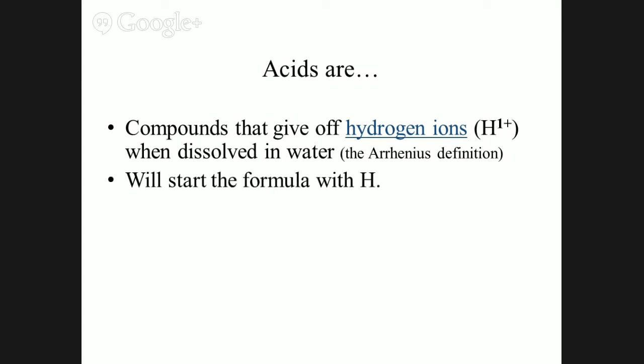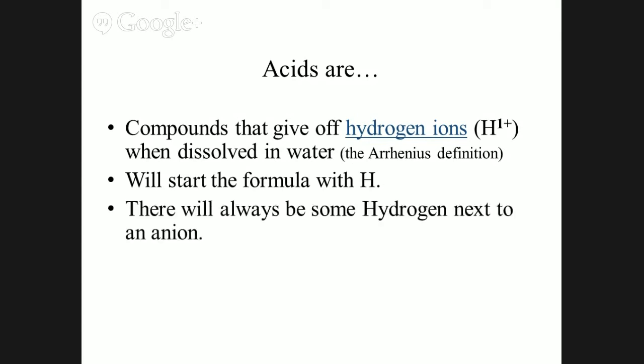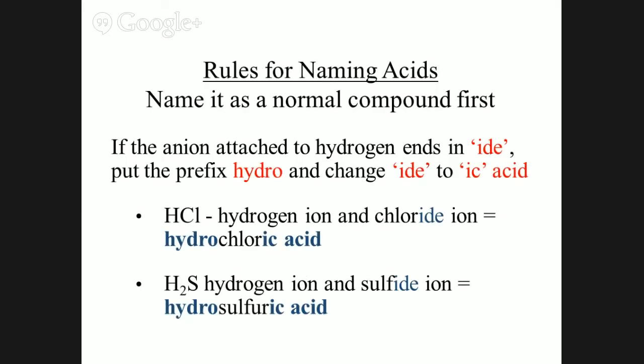They all start with H. The number of H's depends on the charge of the polyatomic ion. There'll always be some next to that anion. It's the anion that determines the name, because they all have H. All acids have H in front. It's the anion that determines the name.